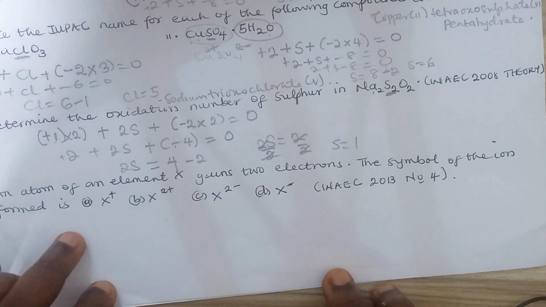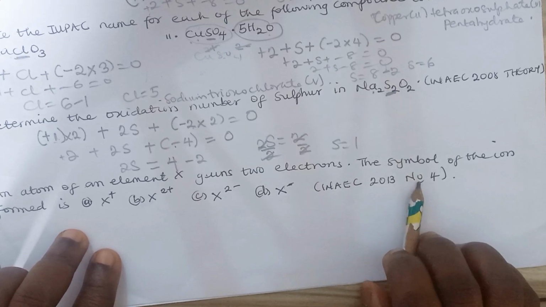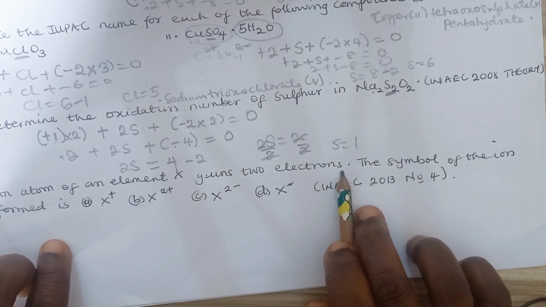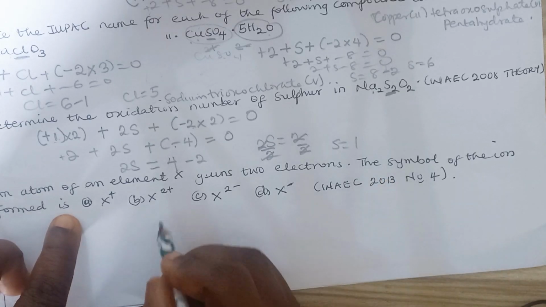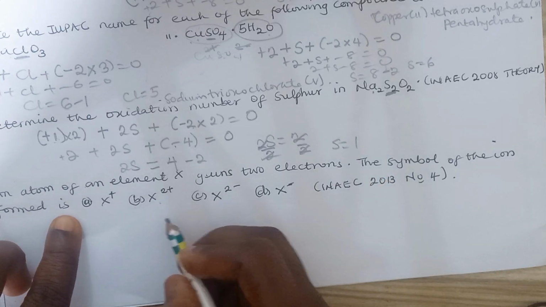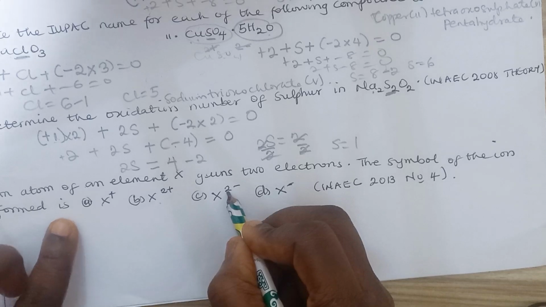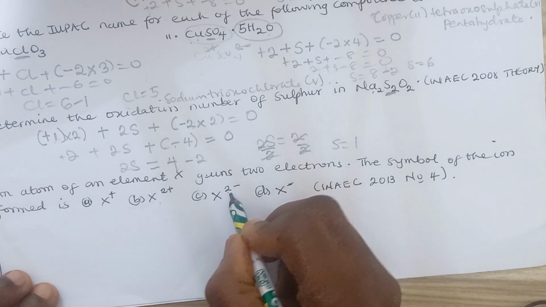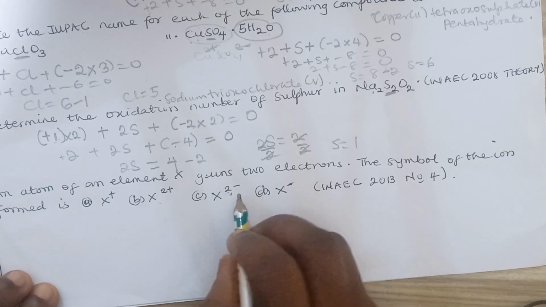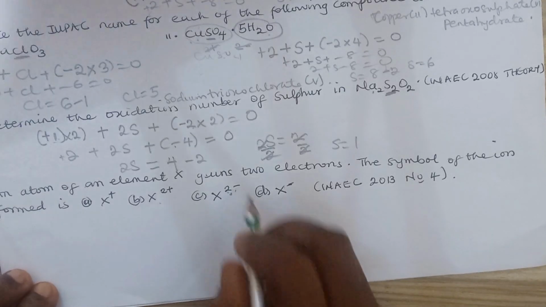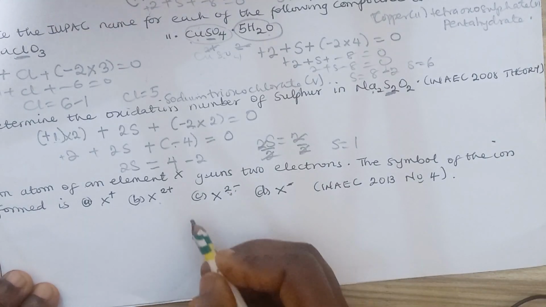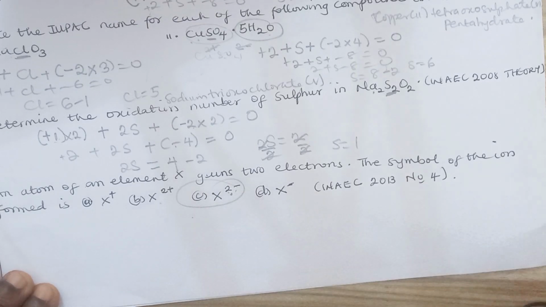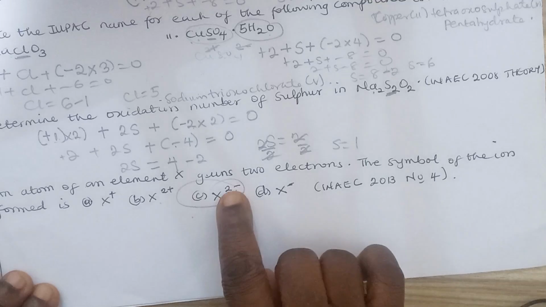The last part here is number 5, which is WAEC 2013, number 4. An atom of an element X gains 2 electrons. The symbol of the ion formed is... because it has gained 2 electrons, it's going to be negatively charged, because any element gaining electrons becomes negatively charged, because the electrons they are gaining are negative. So there will be a decrease in oxidation number, unlike elements losing electrons to become positively charged, where there is an increase in oxidation number. So the best answer here is X2-, because there is a gain of 2 electrons, so it's negative.